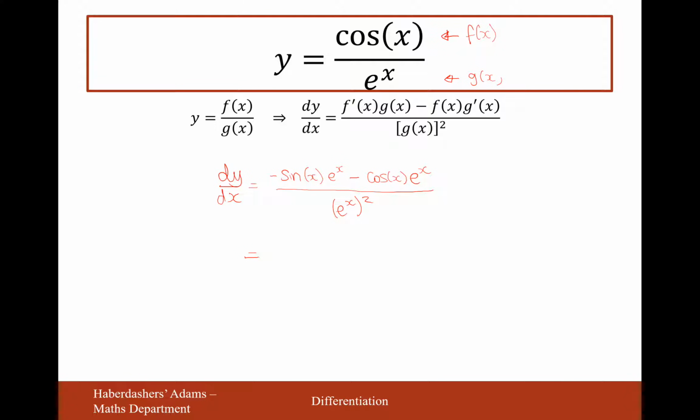Now what we could do here is simplify a little bit and cancel out e to the x on top and bottom, just one factor of e to the x from top and bottom. So it's going to give us a final answer of minus sine x, take away cos x, over e to the x. And there we are, that's the final simplified answer to this question.